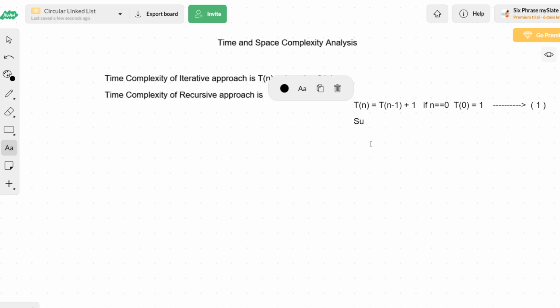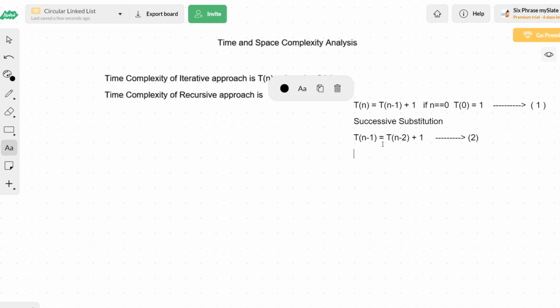We are going to perform the successive substitution method, wherein the value of T of n minus 1 is substituted. So you have to substitute n minus 1 in equation 1. So T of n minus 1 is equal to T of n minus 2 plus 1. This equation we will take as equation number 2.